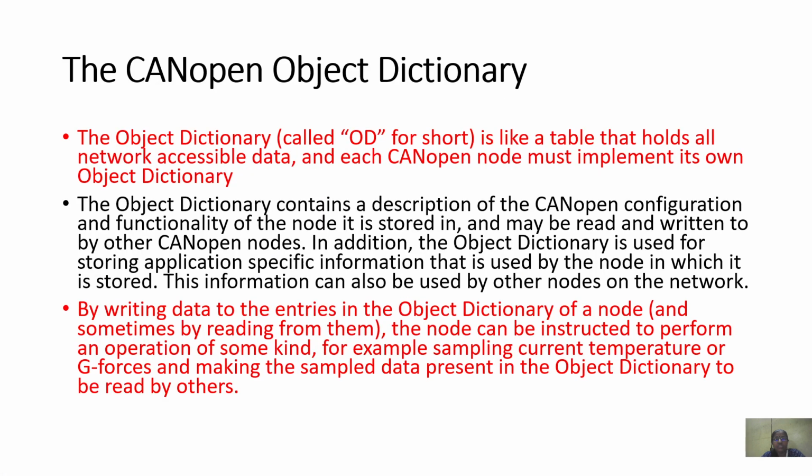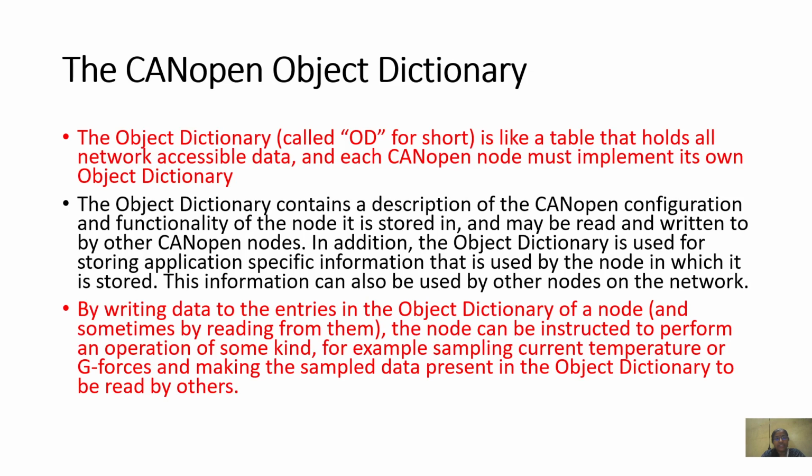So, this object dictionary is like a table that holds all the network accessible data, and each CANopen node must implement its own object dictionary. So it is basically a table, something like a lookup table. The object dictionary contains a description of the CANopen configuration and functionality of the node it is storing, and may be read and written to by other CANopen nodes.